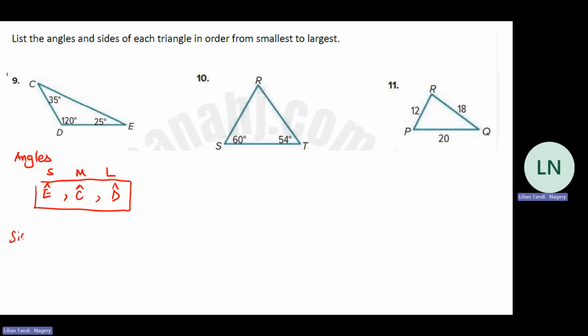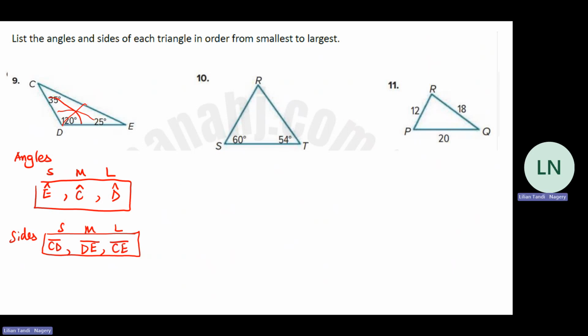Then you do the sides. You have small, middle, large. Now, 25 goes to CD. You write there CD. Then 35 goes to DE. You write here DE. Then 120 goes to CE. CE, 120. Yes, CE, and like that.